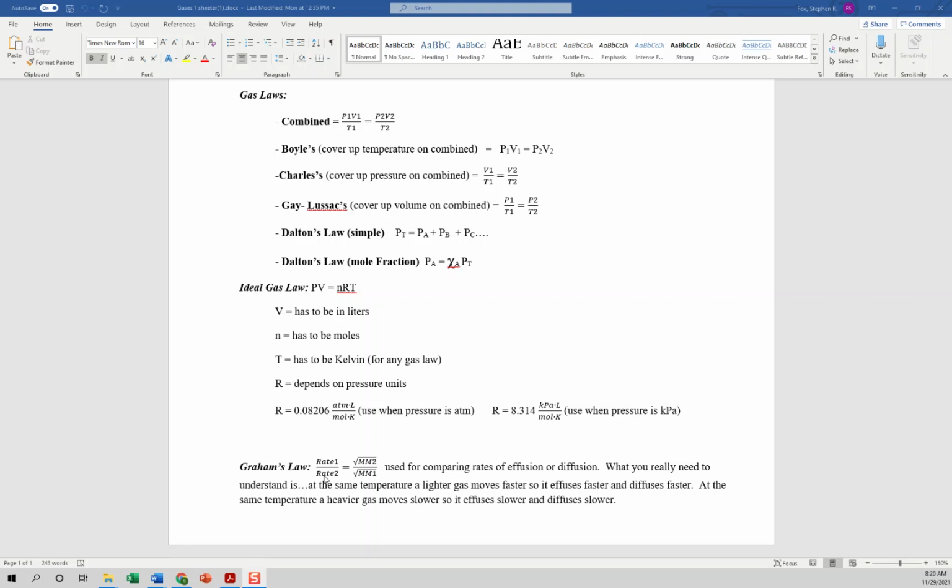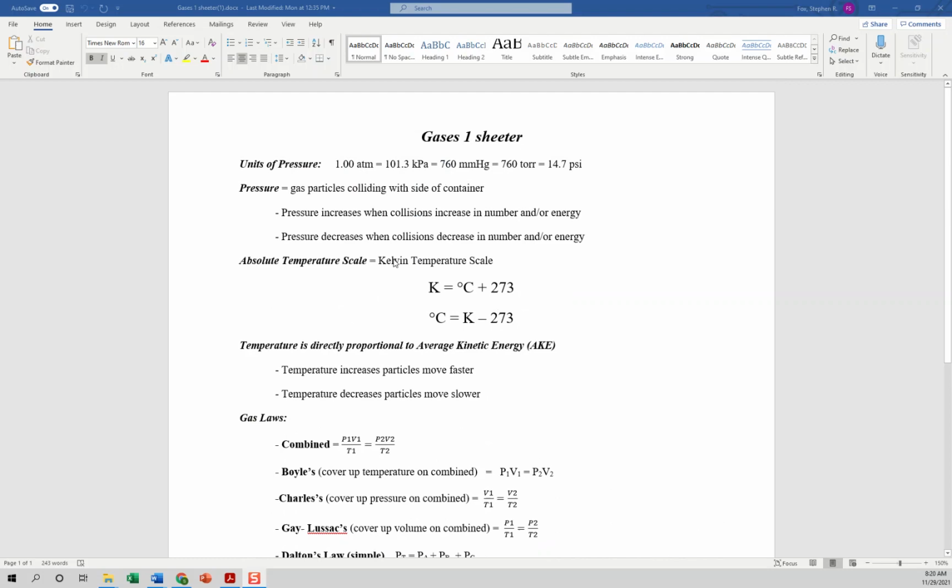And diffusion is how fast the gas spreads out. And it's based on how fast the particles are. And so the lighter the particle, the faster the particle at the same temperature. So lighter particles effuse faster and diffuse faster. Okay, so that's really the gas one-sheeter outlook.